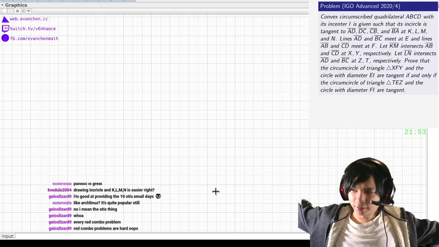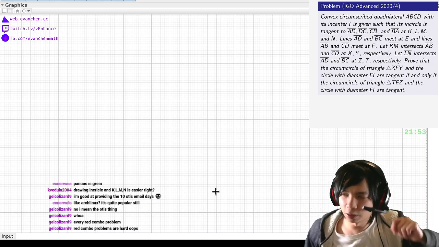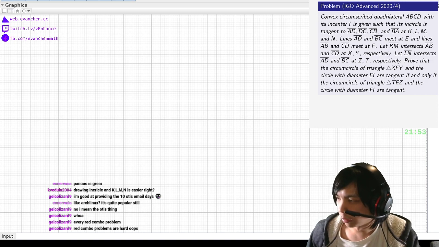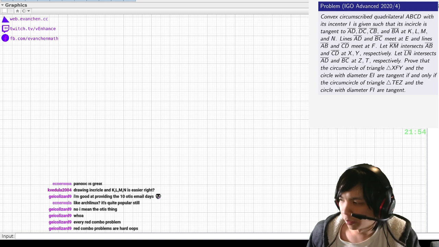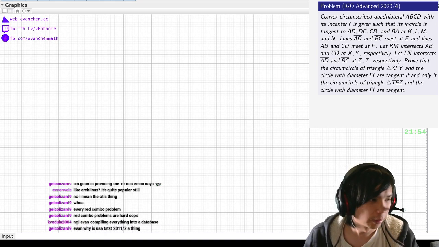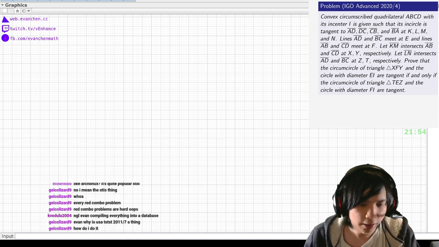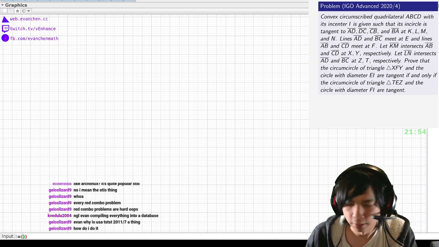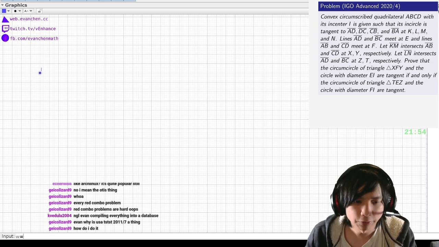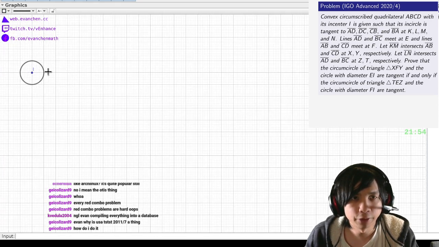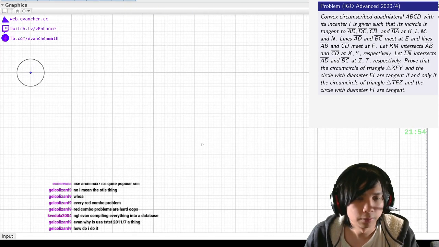Okay, welcome back. Now we have a geometry problem from the Iranian Geometry Olympiad, where I have a circumscribed quadrilateral ABCD with tangent points. Wait a minute. Immediately, I'm not going to draw ABCD first. This is a situation where I actually want to start by drawing the circle. So I equals 0, 0 will be that. I'll call the inner circle W for lack of a better name. Let's just say radius 1 or whatever. And let's zoom in.